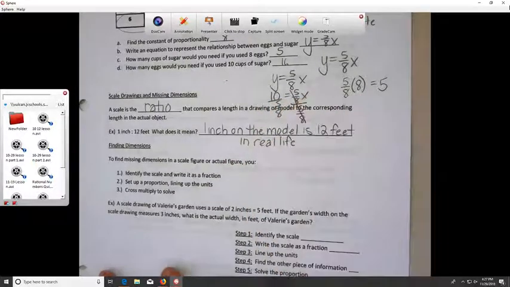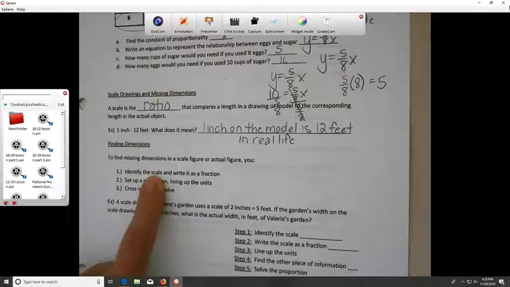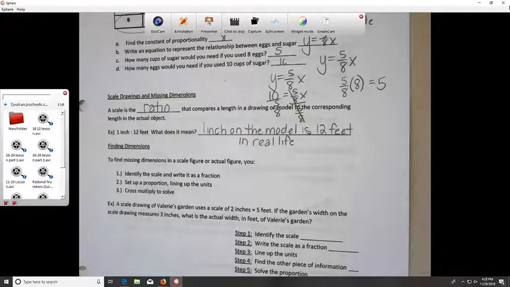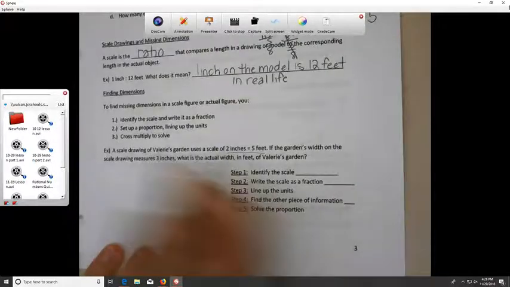All right, and what you're going to use that scale for is to find your missing dimension. So the way we're going to do that is figure out what the scale is, write it as a fraction, and then set up a proportion by lining up your units. Okay, so the example says a scale drawing of Valerie's garden uses a scale of 2 inches equal 5 feet. If the garden's width on the scale drawing measures 3 inches, what is the actual width in feet of Valerie's garden? So step 1, identify the scale, and then write that as a fraction.